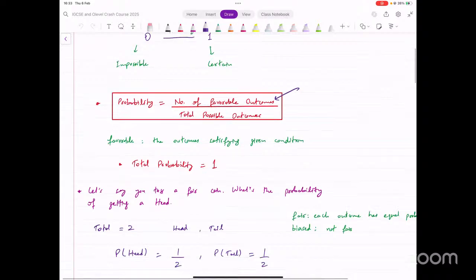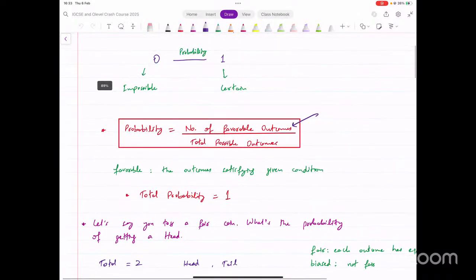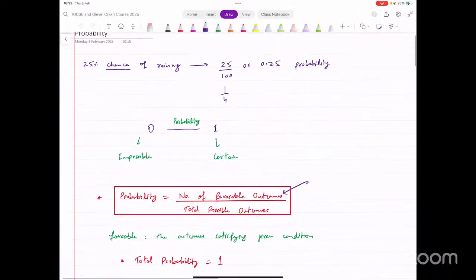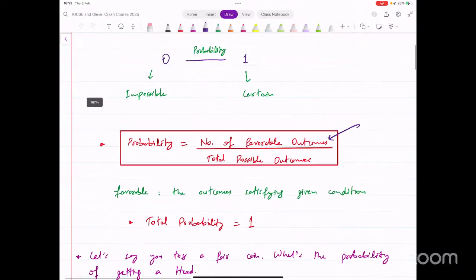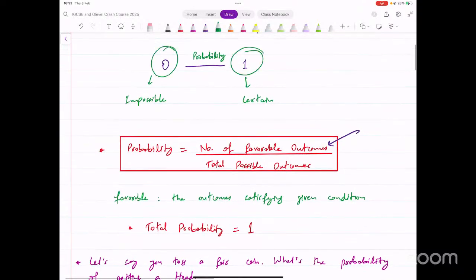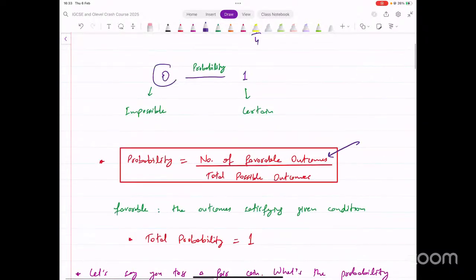So, what did we start with? We said probability is basically the chance of something happening. When we talk about percentages, if we write that same number as a decimal or a fraction, that number is always between 0 and 1. We say that this is probability. 0 probability means that something is impossible. 1 means that it is absolutely certain to happen.